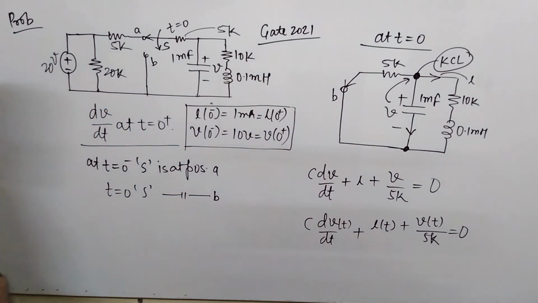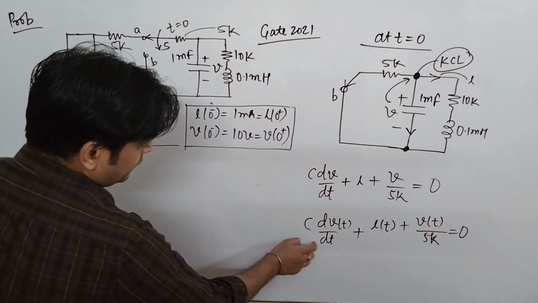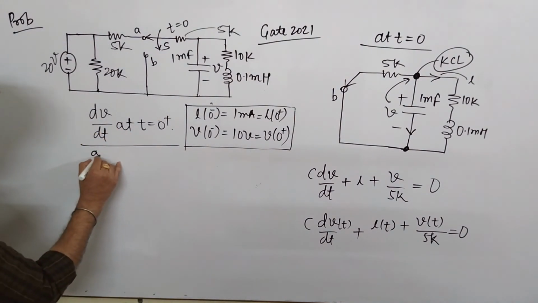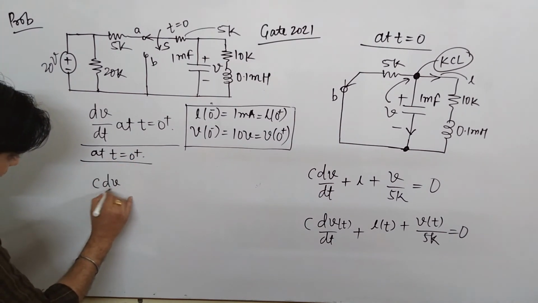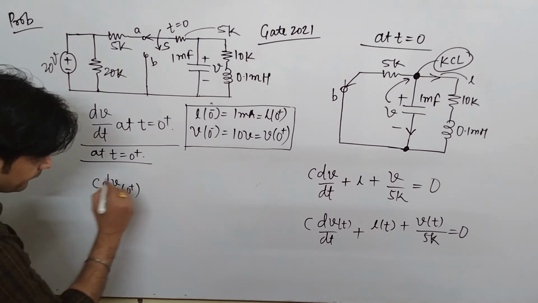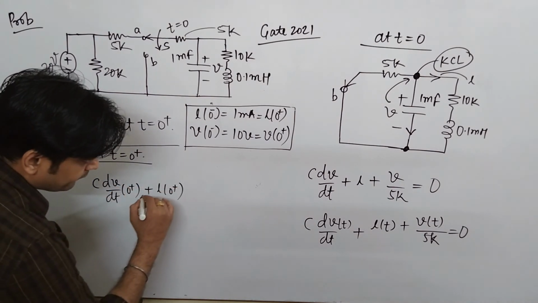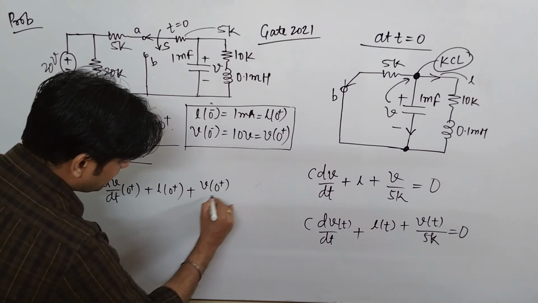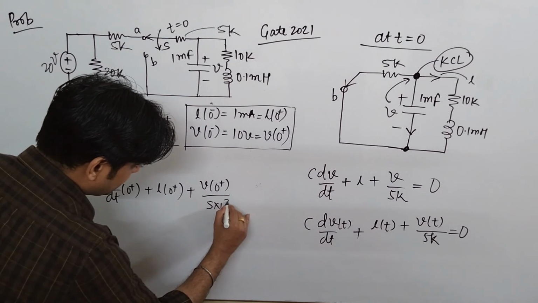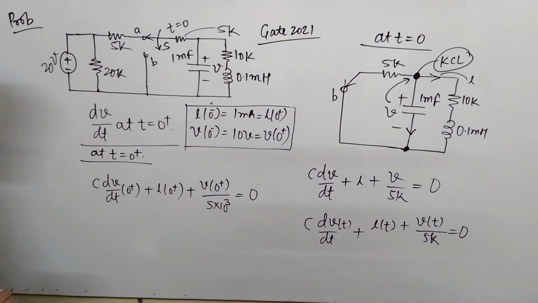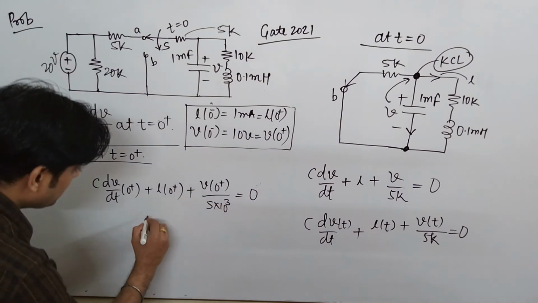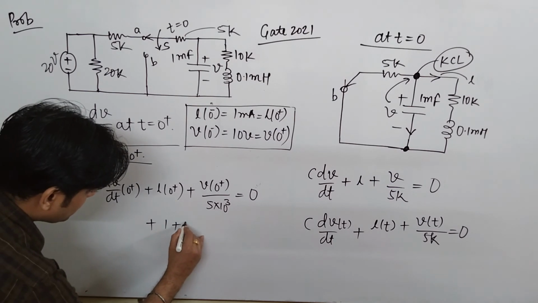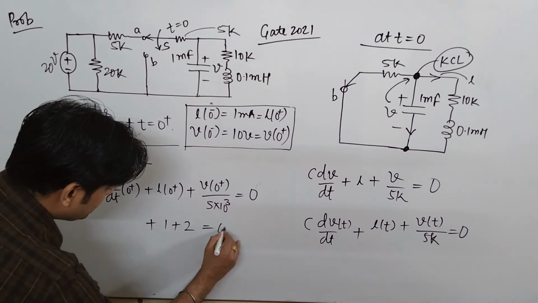Yes, you can write this equation in this form also, just to understand, okay. Now if you put the value at t equal to 0 positive, this comes to be C dV upon dt at 0 positive plus I of 0 positive plus V of 0 positive over 5 into 10 to power 3, that is equal to 0. Very simple. Now you know the value of I 0 positive as 1 milliampere, V 0 as 10, so that comes to be 2 milliampere. So it is 1 plus 2, okay, that is equal to 0.